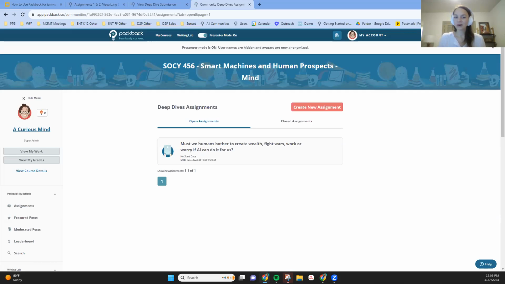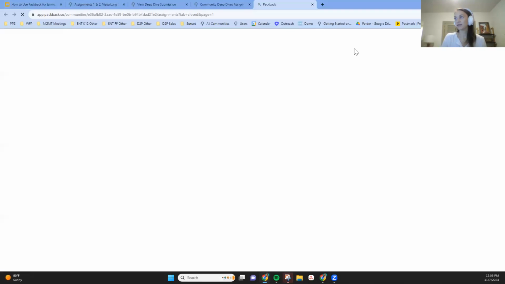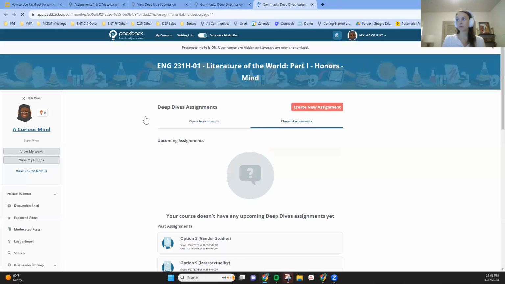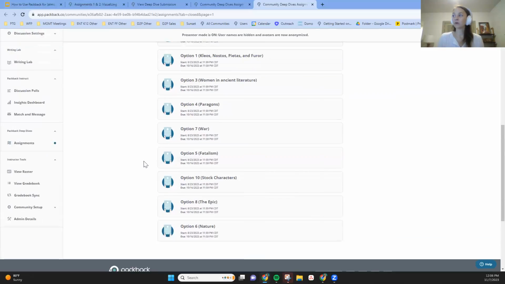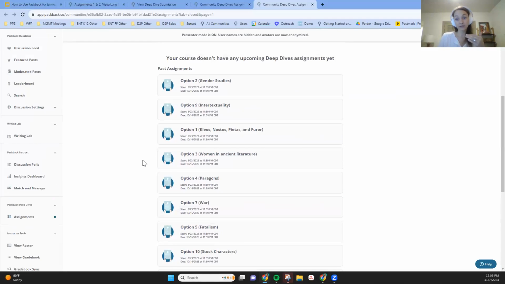I did want to show one more example of this because I think this is another example of a great reflection assignment that a professor does. They actually give several options. So they give 10 options of writing, and students get to pick which ones they want to do.